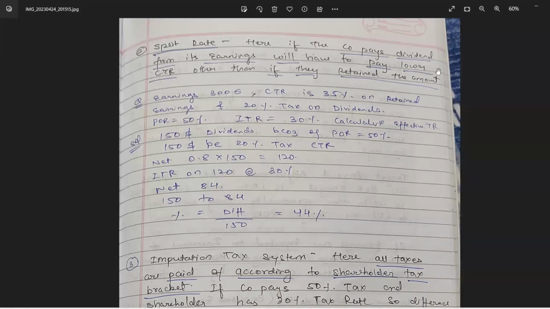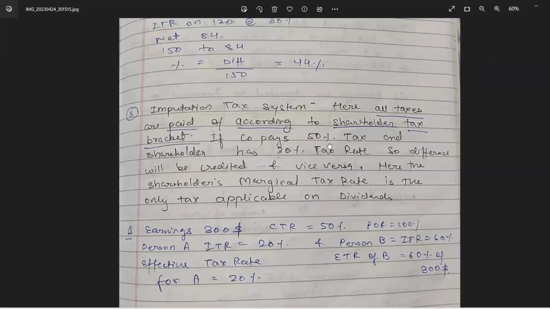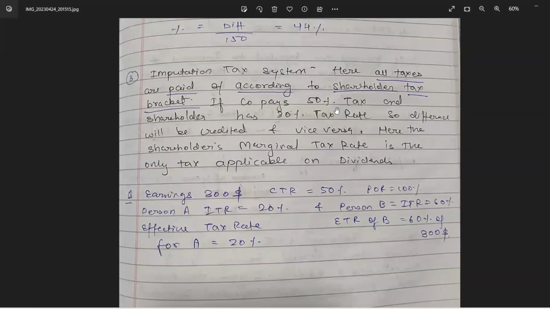The last system is the imputation tax system. Here all taxes are paid according to the shareholder tax. Suppose your tax bracket comes under 10%, so you have to pay 10% tax, but the company is bound to pay 35% of corporate tax rate. So at the end, you will be given 25% extra.